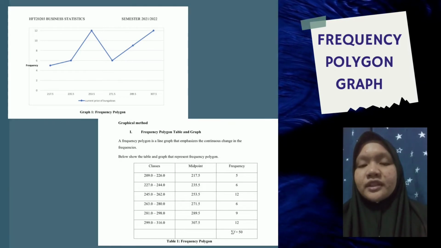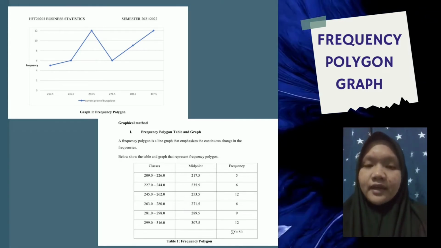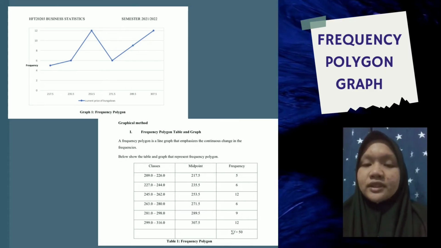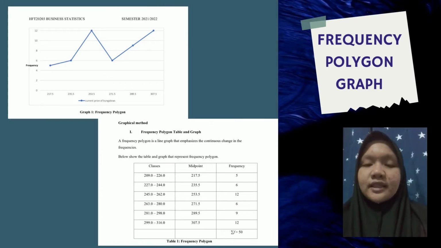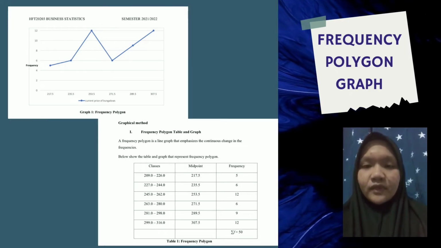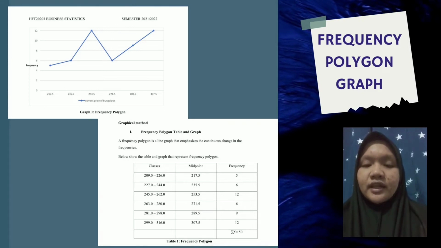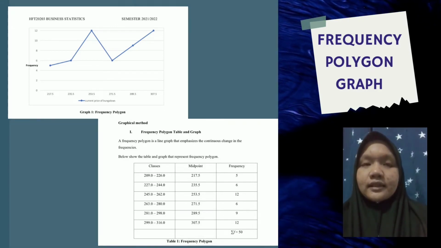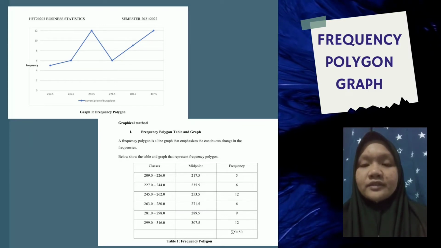First, the frequency polygon and a table. A frequency polygon is a line graph that emphasizes the frequencies. Below, Table 1 has 6 classes, midpoints and the frequency, and the total frequency is 50. In the picture is the frequency polygon graph. At the right is the data frequency and the line below is the midpoint of the current price of bungalows.